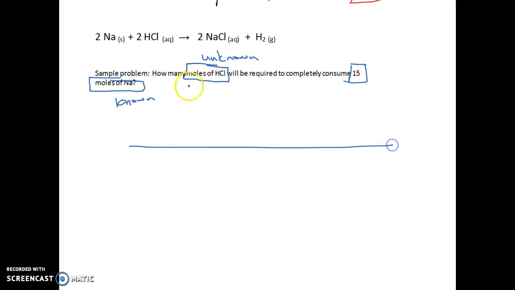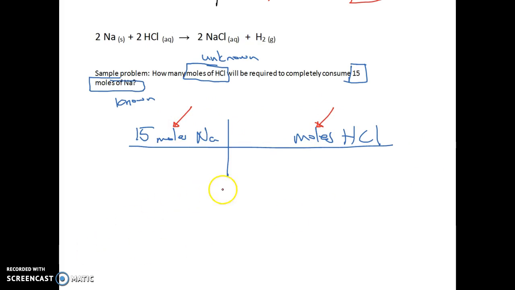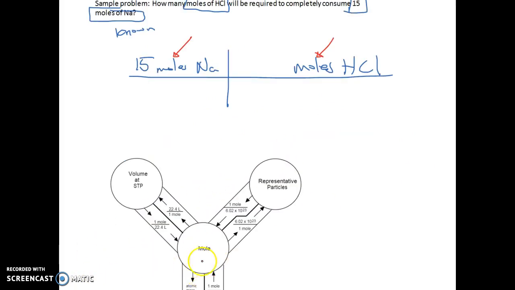Okay, so let's go ahead and do a problem. Our known always goes in the upper left-hand quadrant, 15 moles of sodium. Our unknown, moles of HCl. Okay, so again, we have a problem where we're going from moles of one thing to moles of something completely different. So let's grab a mole road really quickly. And I just posted a mole road down there. So again, we're doing this moles to moles conversion, and we're going to do the unknown over the known. And again, those numbers are going to come from our balanced equation.